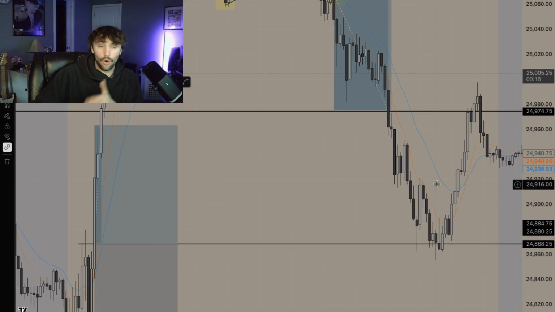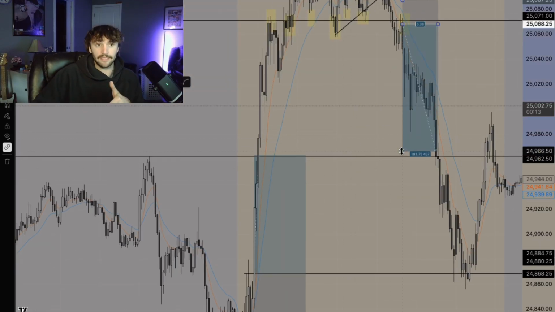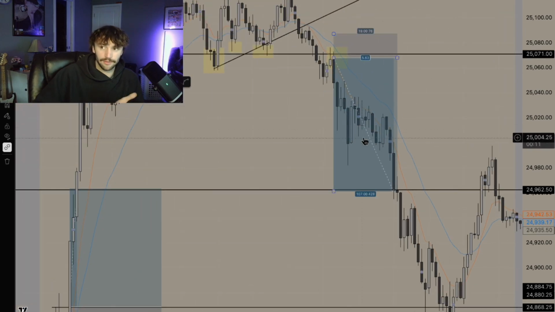And we could have taken this play all the way down. We only ended up taking it back to these PM highs. So we really ended up taking this play back to here. But nonetheless, look at this play. It was a banger.